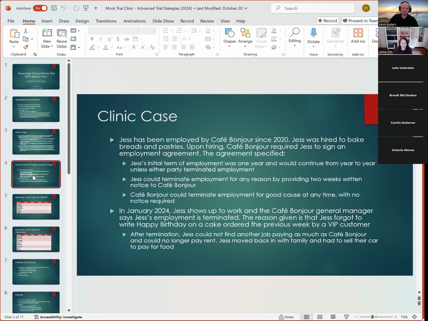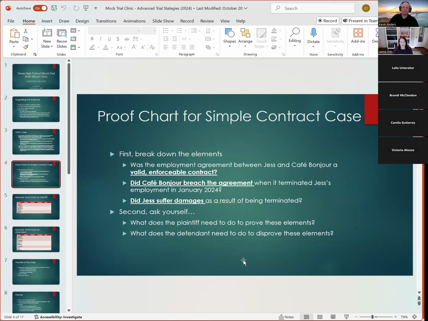Okay, and we can come back to that, but let's move on for now. So we're talking about a simple contract case here, and we're not going to go into the law too much, but basically, for any case that you're given, you're going to want to break down the elements. And the case is going to tell you here are the elements that you need to prove or disprove, depending on what side you're on. So in this case, the plaintiff would need to prove that the employment contract was a valid enforceable contract, because in contract law, that's the very first step that you need to prove, is that a contract actually exists.